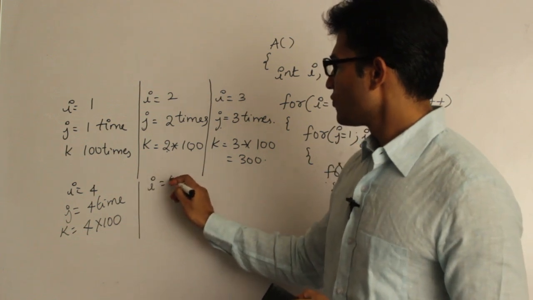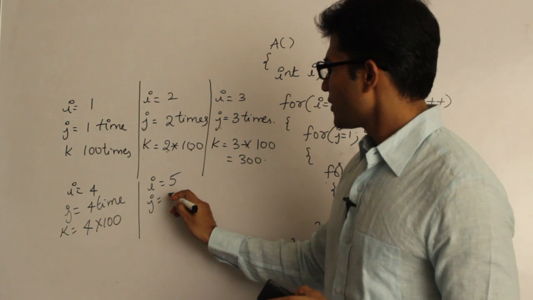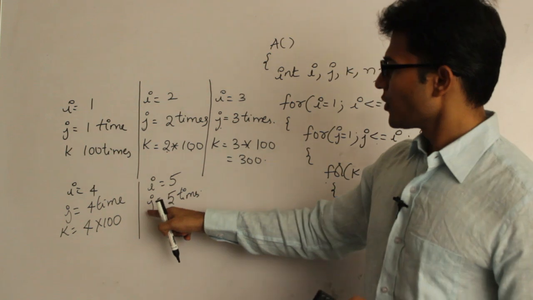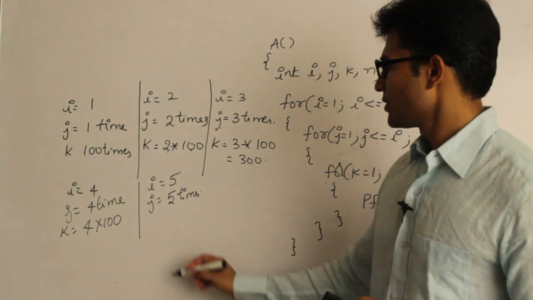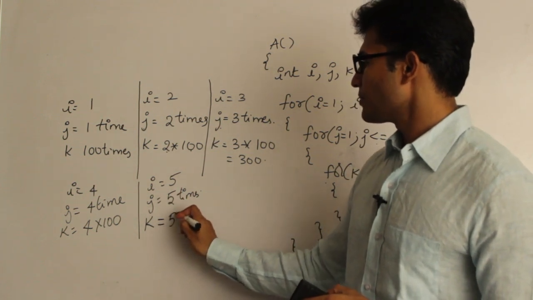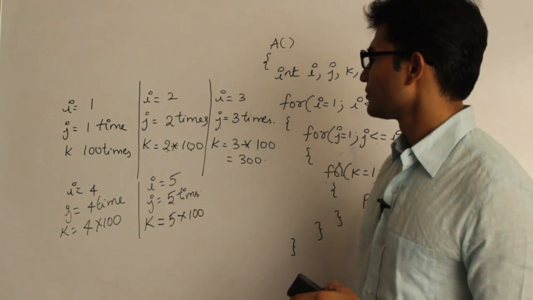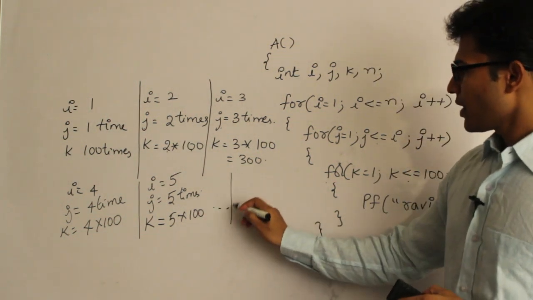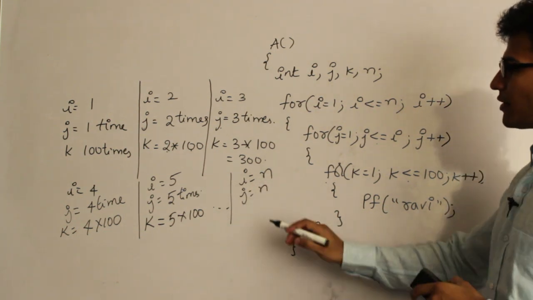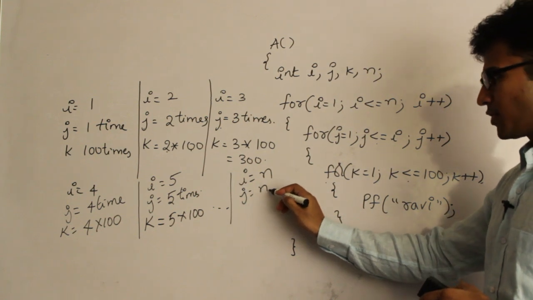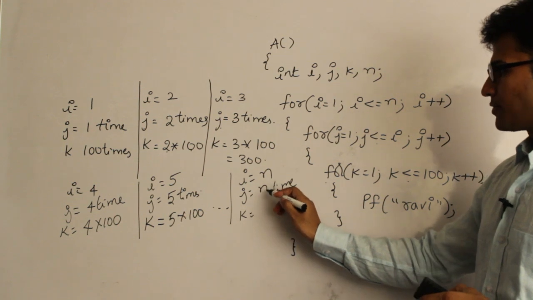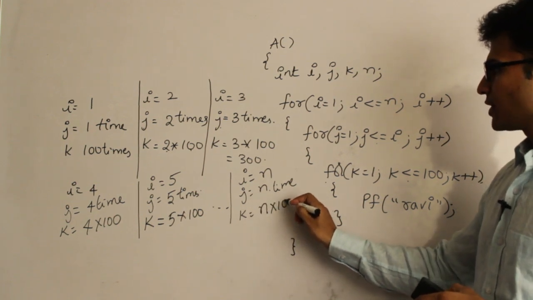And for i equal to 5, j will take 5 values, which means j will get executed 5 times, because j is from 1 to i, and for every time you get into j, k will get executed 100 times, which means 5 into 100, right? So on. For i equal to n, j will get executed n times. Why? Because j is going to take values from 1 to n, and for every time j gets executed, k will get executed 100 times, and j is getting executed n times, therefore it is n into 100.